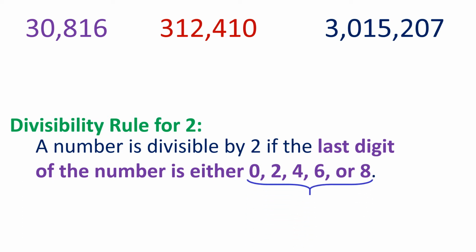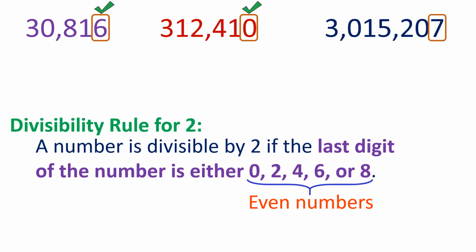Observe that these numbers are even numbers. So we may say it, or in other words, a number is divisible by 2 if the last digit of the number is an even number. So let's look at the numbers. The last digit for the first number is 6 and it's even. So this is divisible by 2. The second one is 0, which is also an even number. While the third one is 7 and it's not. It's an odd number. So we have these two numbers which are divisible by 2.